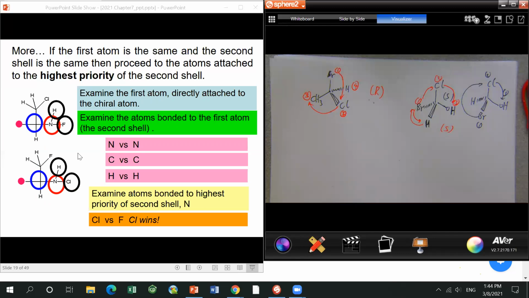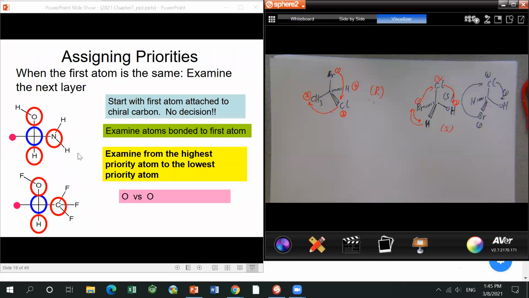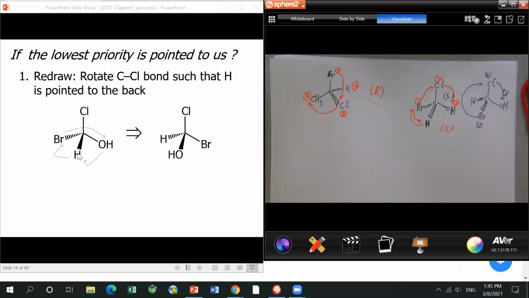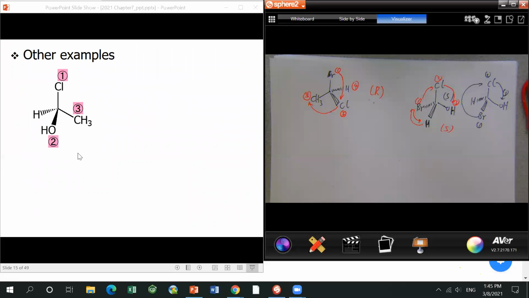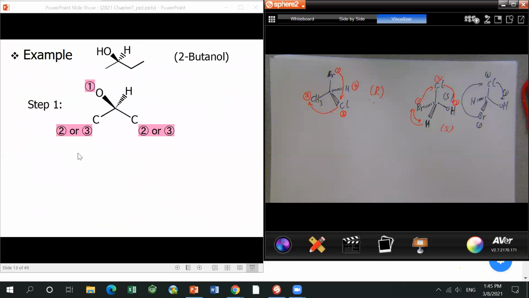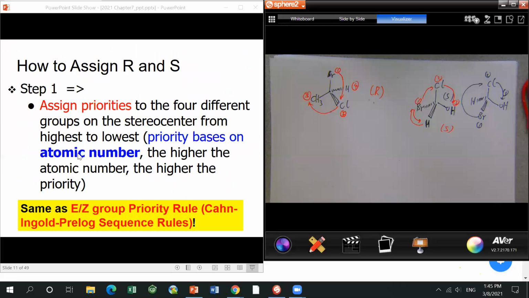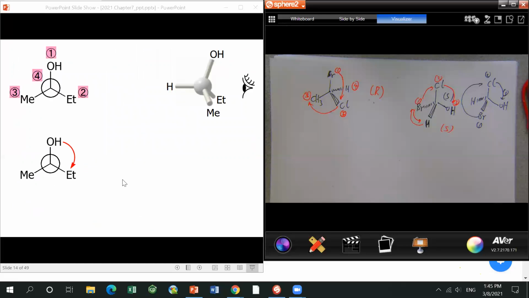Atomic number, so RS and also EZ are all based on atomic number. It is not different from functional group priority, where OH has higher priority than chlorine, bromine, whatever. That's already shown to you here. Priority is based on atomic number, the same as E/Z.